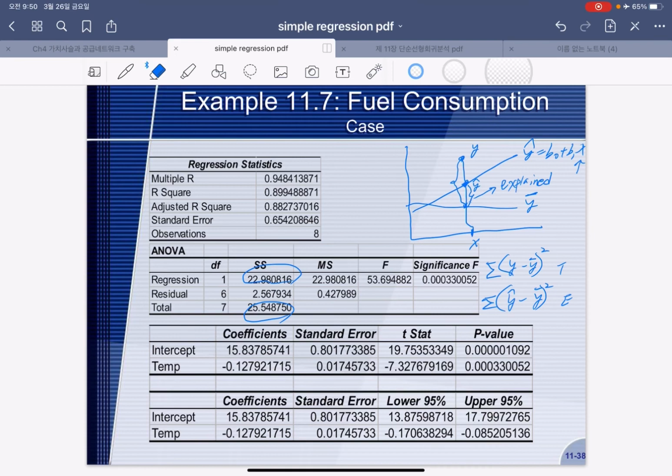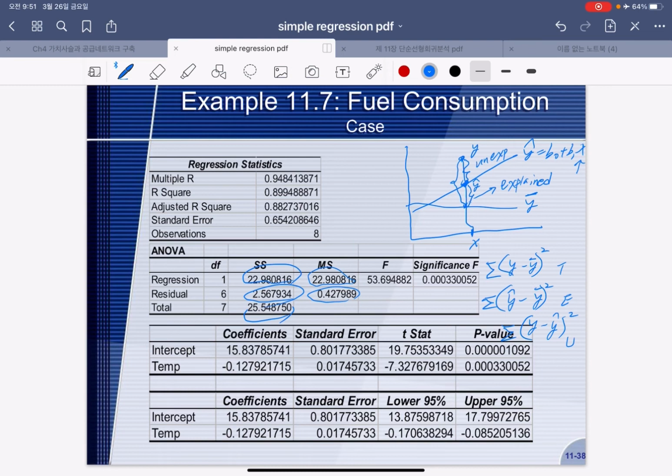And this part is unexplained variation. So y minus y hat, you square this and you add, and this one is called unexplained variation. And let's look at these numbers.